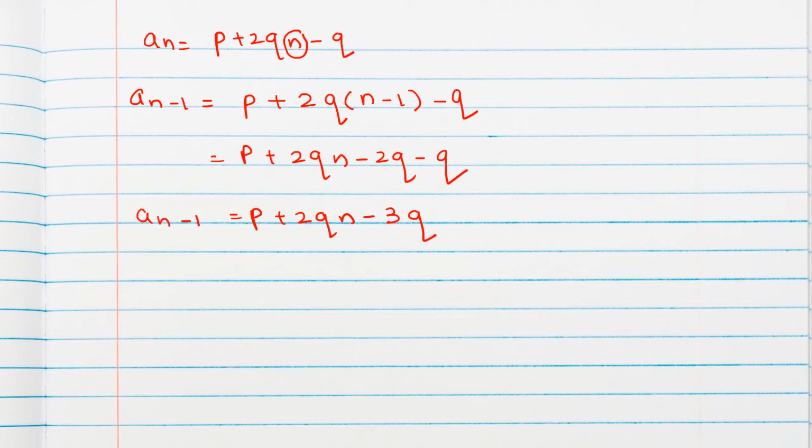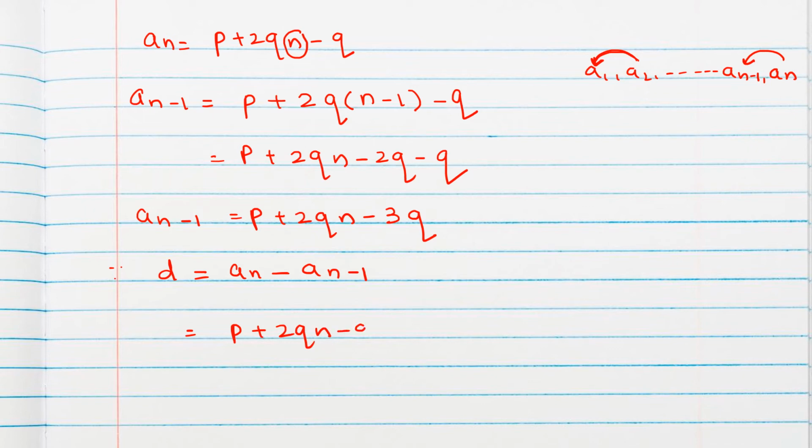Now to find the common difference, since we know that if we subtract, I told you A1, A2, An minus 1 and An, we can find D by subtracting the previous number from the next number, isn't it? So An minus 1 we can do here. But An is what? P plus 2Qn minus Q, minus of this, your An minus 1. So P plus 2Qn minus 3Q.